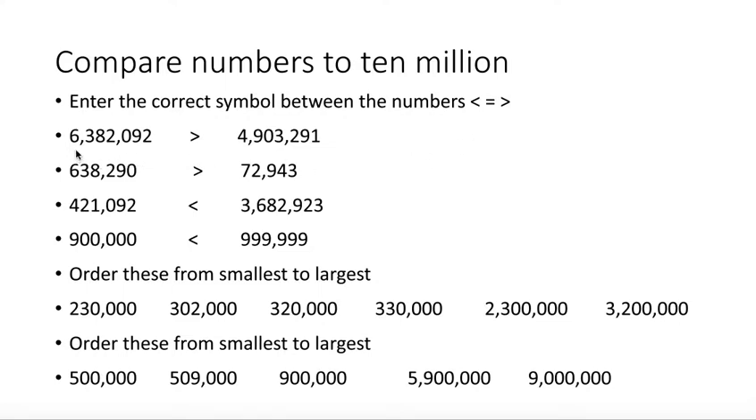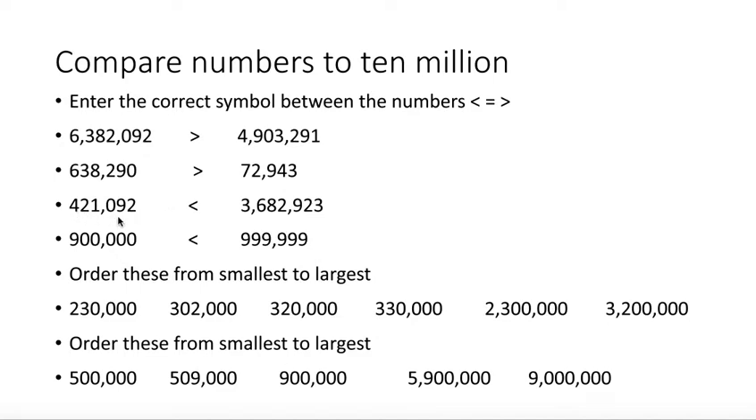Got millions here, 6 million compared to 4 million. Of course, 6 million would be more. It's a 6-digit number. It goes to hundreds of thousands, whereas this is a 5-digit number going to tens of thousands, so we know the 6-digit number will be larger.